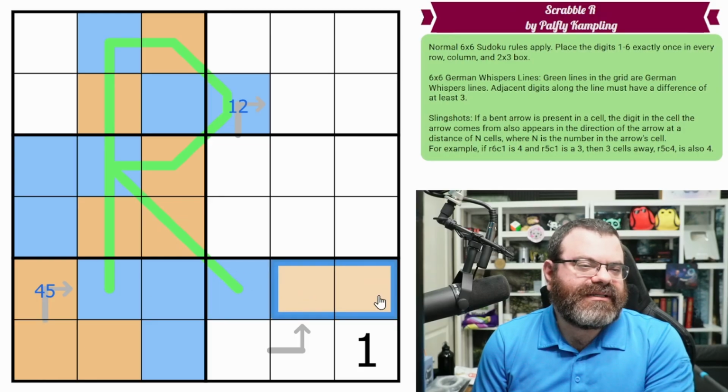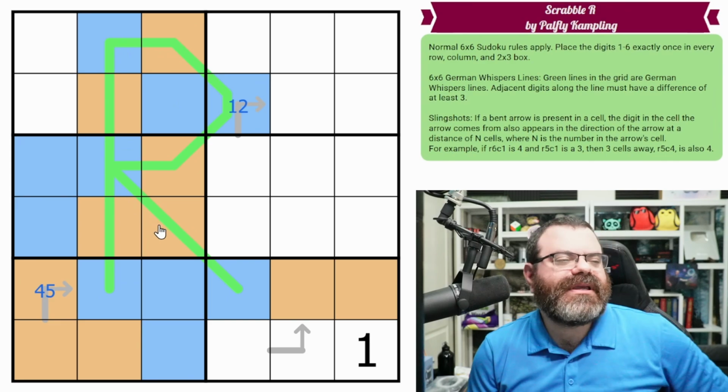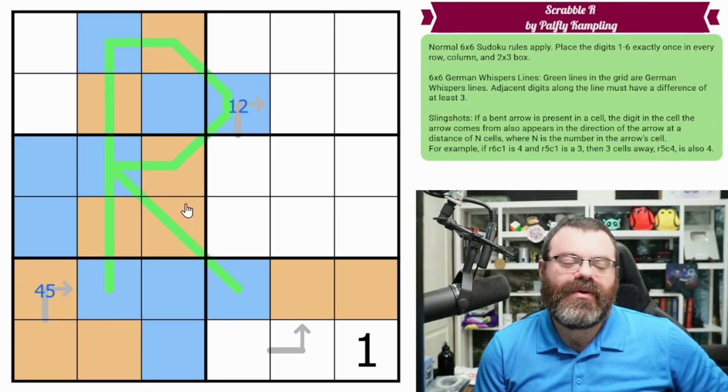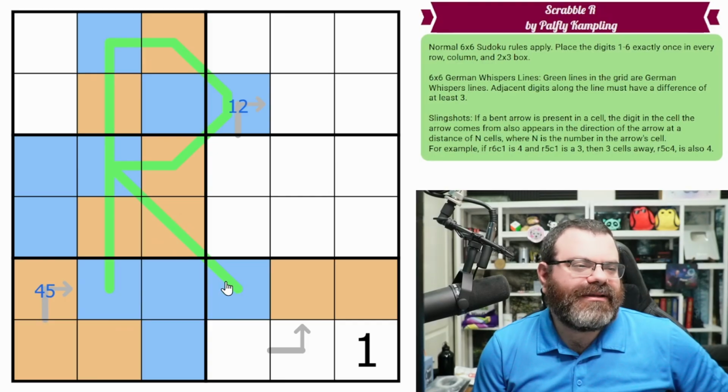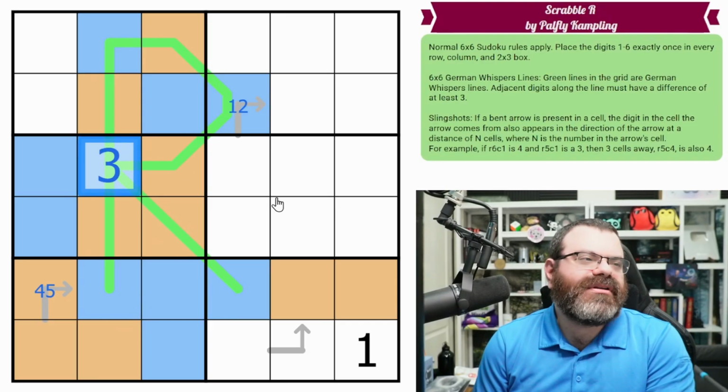So whatever this is ends up over here. Makes sense. That would be true anyway. So the other thing we can think about with German whisper lines is where 3s and 4s can't go, which is probably a better way to put it. So for example here, we know it's low, but could it be 3? 3 is a low digit, so why not, right?